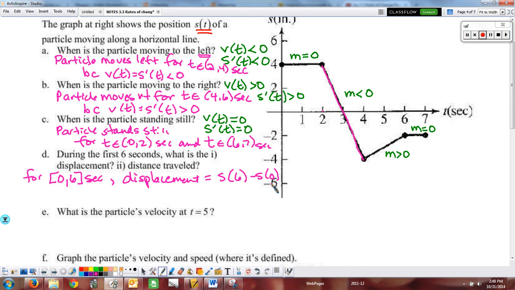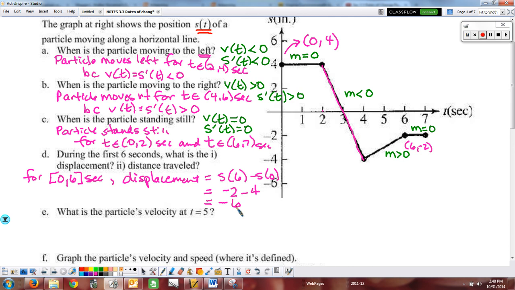So we essentially need to use the graph to elicit the information that we need, which is what is the y value when the time is 6. So in looking over here, the y value when the time is 6 is going to be negative 2. And the y value at 0, that's this point up here, is going to be 4. So we are essentially using the graph to get the y values and then plug them in. So our displacement would be negative 2 minus 4, or negative 6.